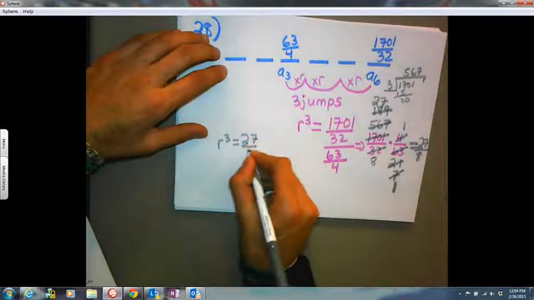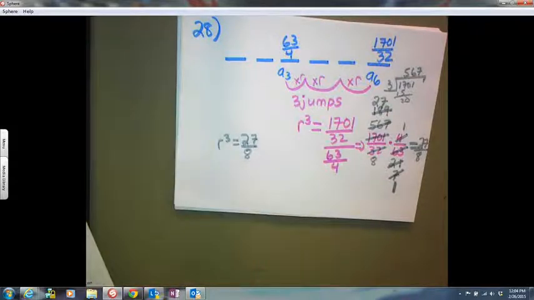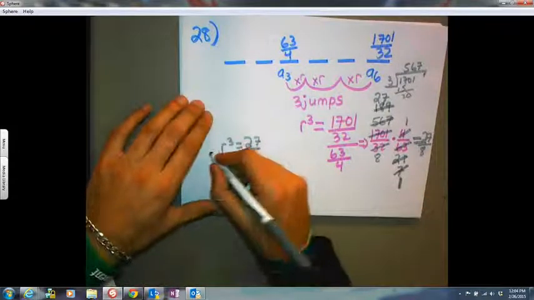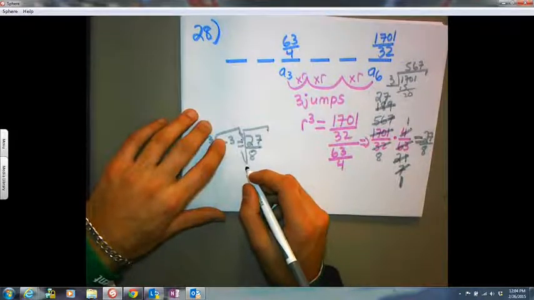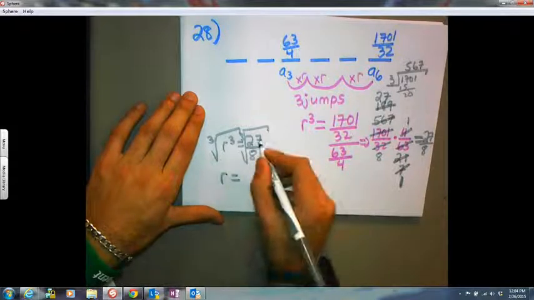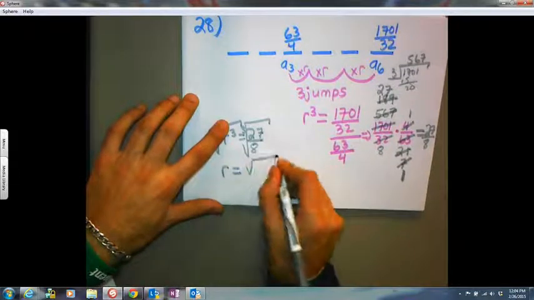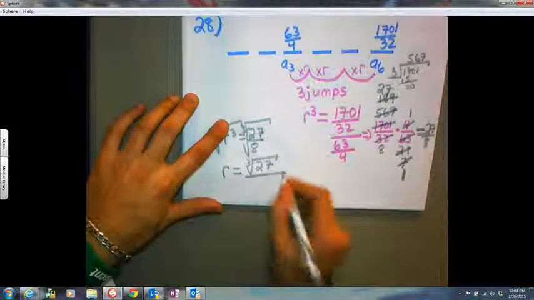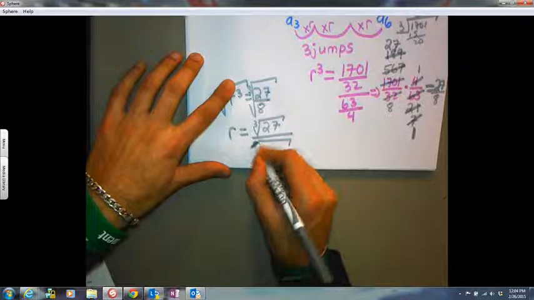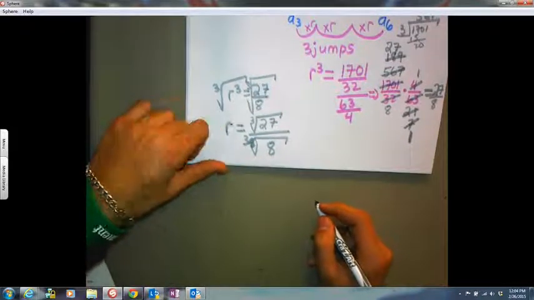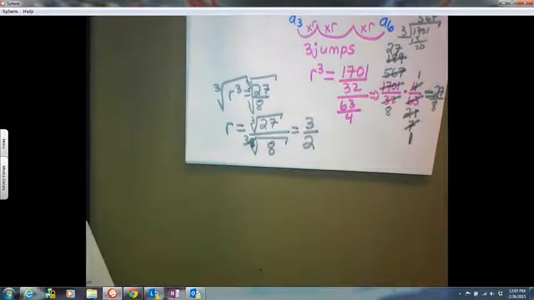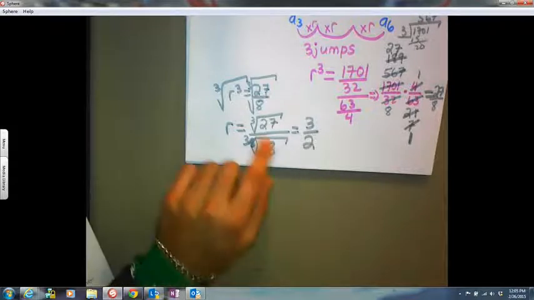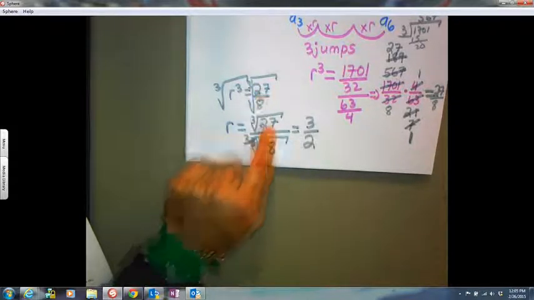We've got to solve for r. Cube root here. Cube root of r cubed is r. Cube root of 27 over 8 is cube root of 27 divided by cube root of 8. Cube root of 27 is 3, and cube root of 8 is 2. So again, please see how we split this up into this. That's totally allowed. So we have r equals 3/2.